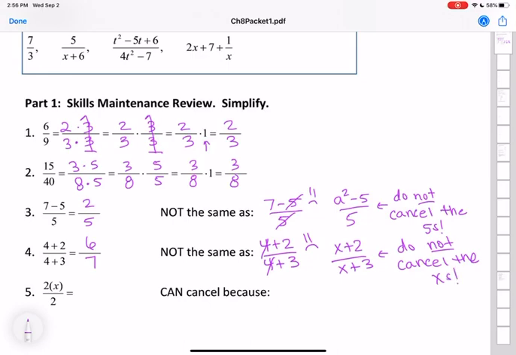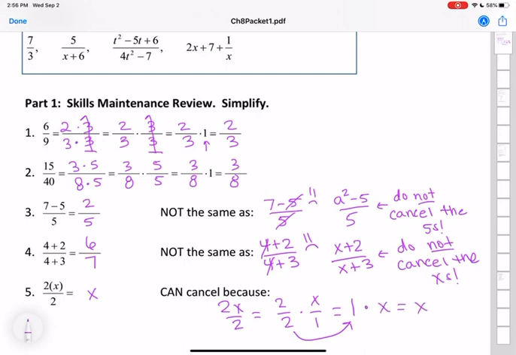And finally, 2 times x all over 2, what does that equal? That just equals x. In this case, we can cancel, because technically, 2x over 2 could be rewritten as 2 over 2 times x over 1, which is just x. There's that 2 over 2, our removing a factor of 1. 2 over 2 is just 1, times x over 1 is just x, so we get x.